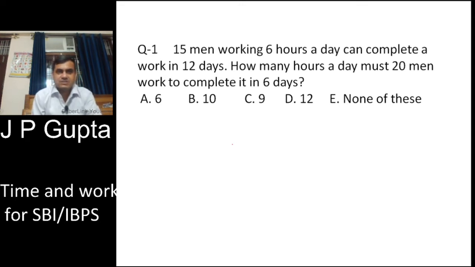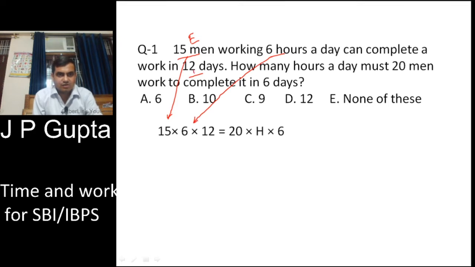Now let me just solve this question. Here we have the information: 15 men. If we have 15 men, so men is what? Something like efficiency. 6 hours is time, and 12 days is also time. So effectively this 12 will be multiplied by 6. Here M1 D1 H1 means 15 represents efficiency, that is M1, 6 represents the hours, and 12 also represents time. So that is case 1.